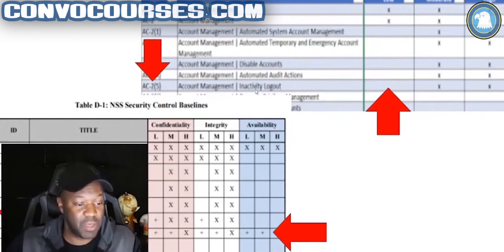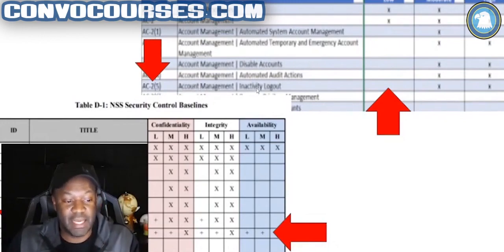You don't have to do inactivity logout. That's what this one is specifically. AC-2(5) is account management inactivity logout. You would not have to do it on a low system. That's what this is saying. But if it was a moderate system, like let's say it was linked to bank accounts, the X means you have to do it. If it's a high system, that means you have to do it. X means you have to do it.